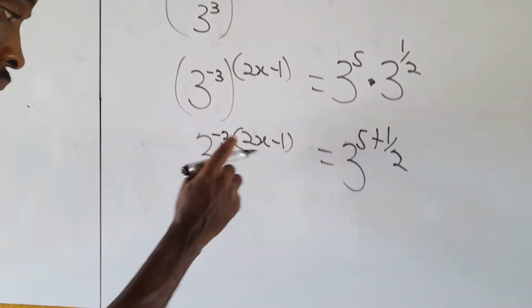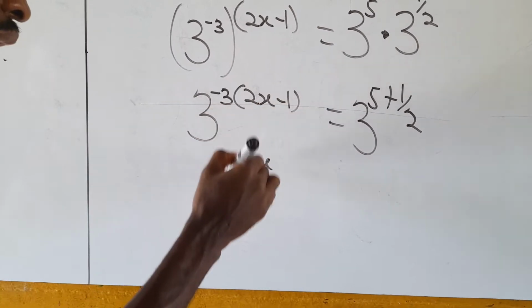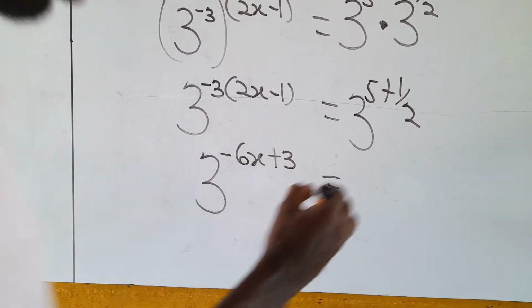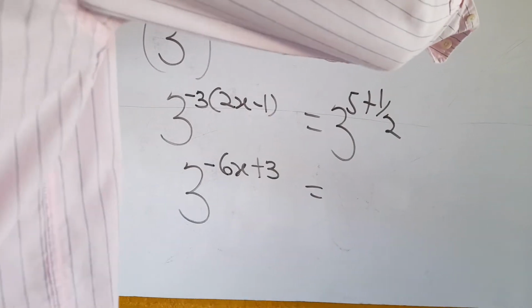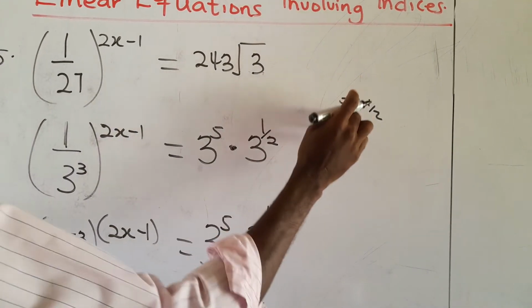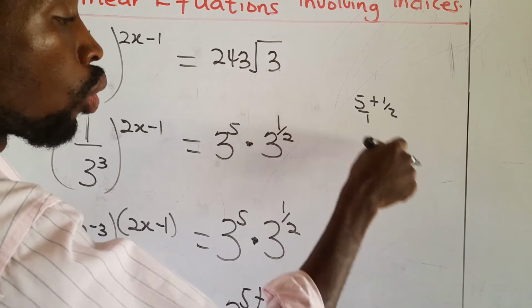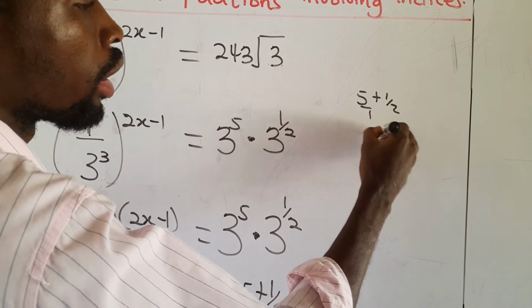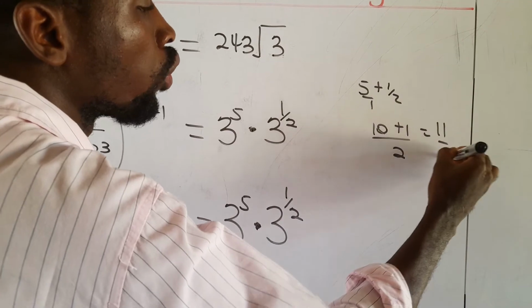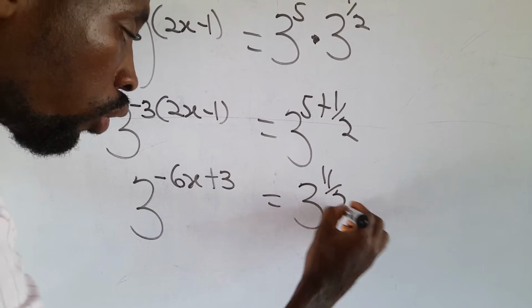So let's expand this. We get 3 exponent negative 6x. Negative 3 times 2x will be negative 6x. Negative 3 times negative 1 will be plus 3. And to equal to, now 5 plus half. Look at it, 5 plus half. Remember, 5 is over 1. The LCM will be 2. 2 divided by 1 is 2, times 5 will be 10. Then 2 divided by 2 is once, times this one will be 1. So that will be 11 out of 2. So you can say this is 3 exponent 11 out of 2.